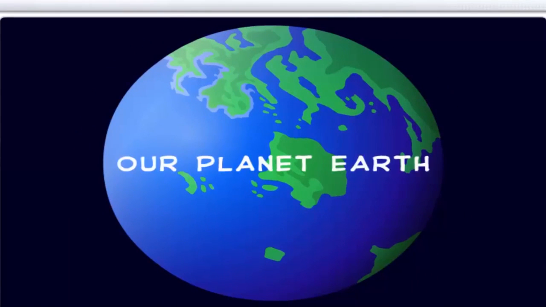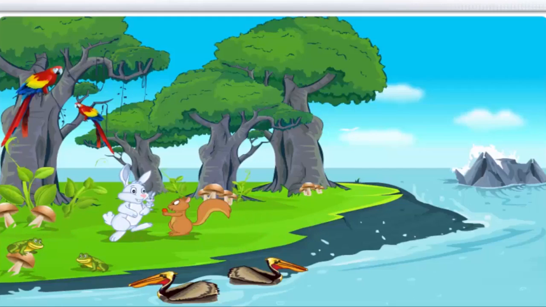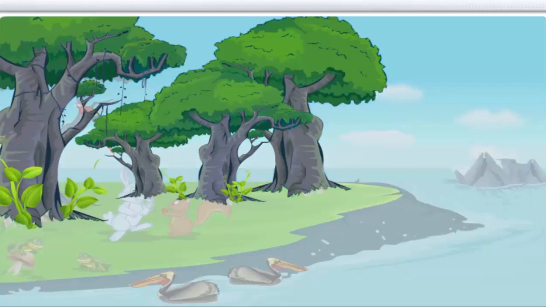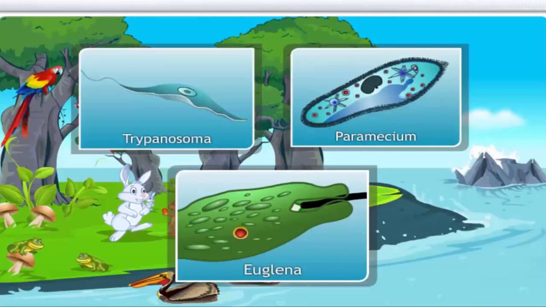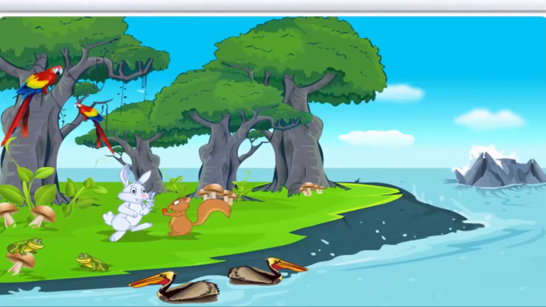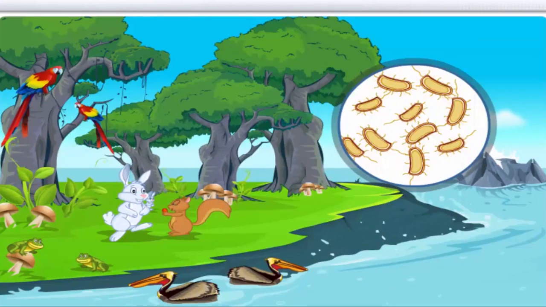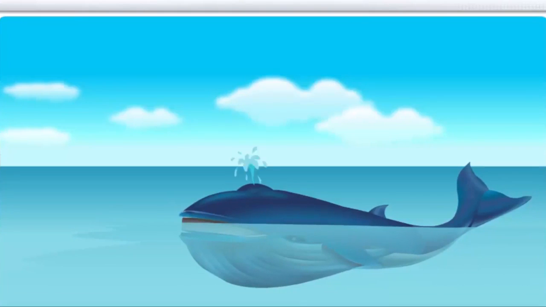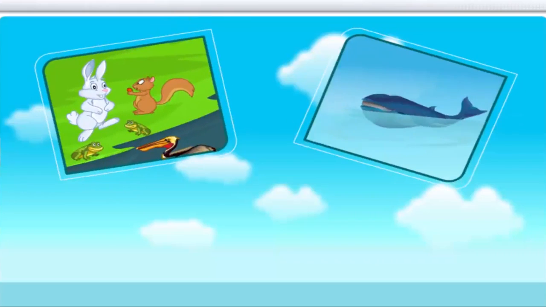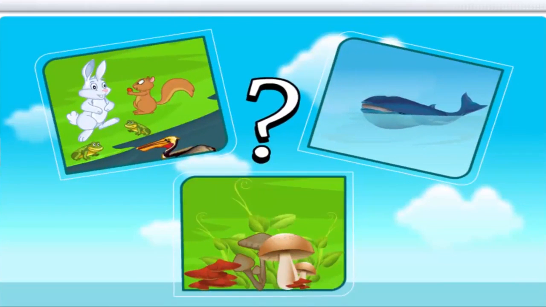Our planet Earth, the home to diverse forms of life: animals, plants, fungi, microorganisms, and much more. 30 million species inhabit the biosphere, ranging from microscopic bacteria to blue whales. Do we know them all? Have we given them names? Is there a systematic way of studying them?